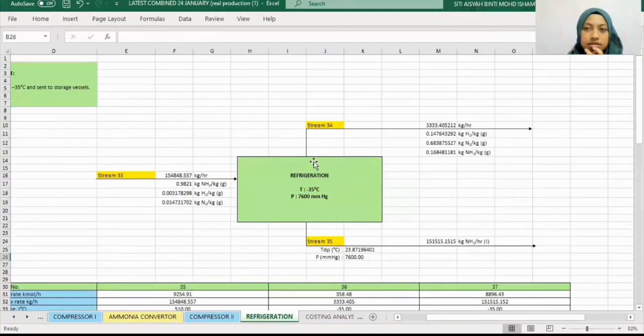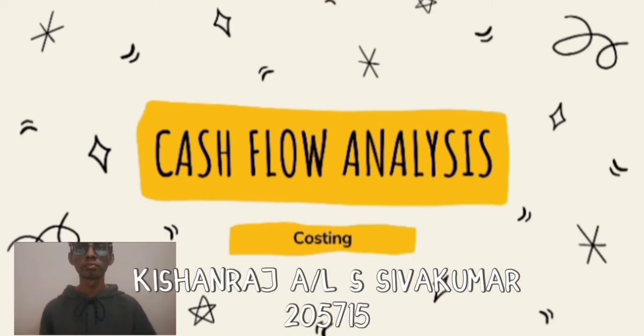Stream 33 enters the refrigeration where ammonia is refrigerated to negative 35 degrees Celsius. Hydrogen and nitrogen remain in the gas phase. Stream 35 is the desired product, 151,515.15 kg per hour of liquid ammonia. The dew point temperature obtained is 23.87 degrees Celsius at a pressure of 7,600 mmHg.